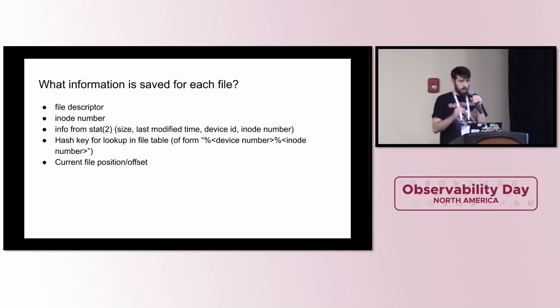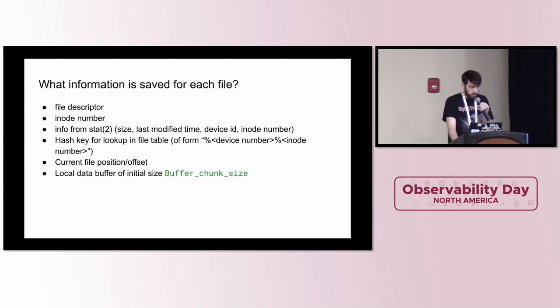Now, this is a bit of a janky setup because the local file struct has the position that it remembers it being at, but also it has to constantly lseek the file to the position that it's recently read. We also have a local data buffer for each individual file that we're tracking. It gets a local data buffer to store data into when it's reading data. That starts with the initial size of the buffer chunk size config on the tail plugin.